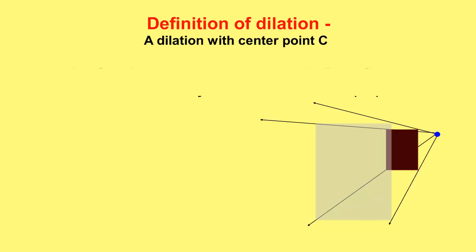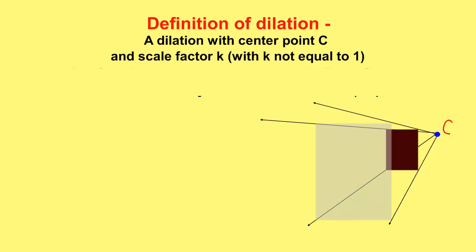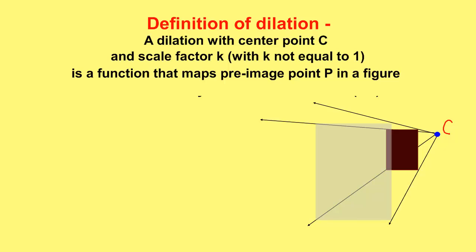A dilation with center point C. We've got the blue center point plotted here. I'm just going to label it as C. There's my center point C. And scale factor K. We'll talk more about that in just a minute here once we get some more things labeled. Is a function that maps the pre-image point P in a figure. So now we've defined a point on the pre-image called P. That's what this definition is talking about.